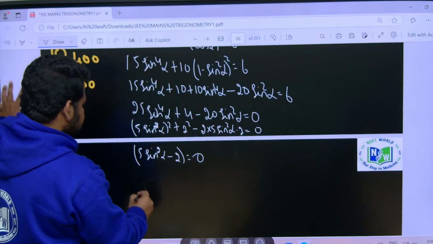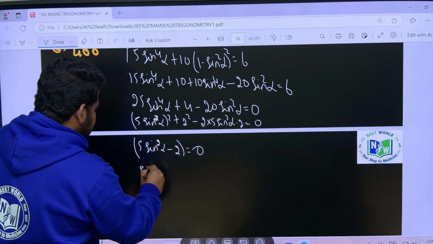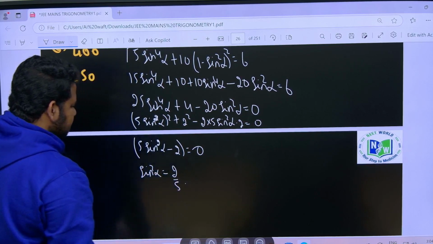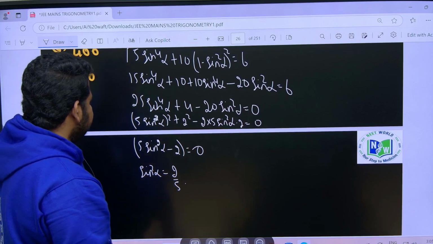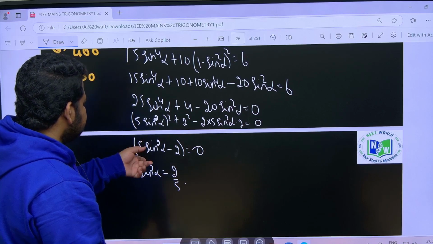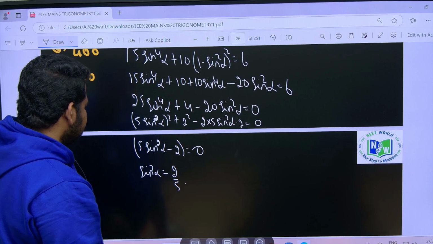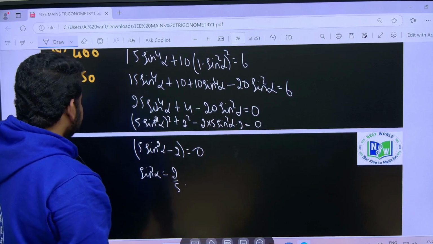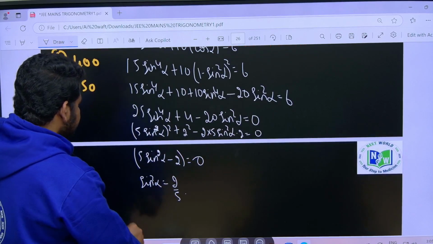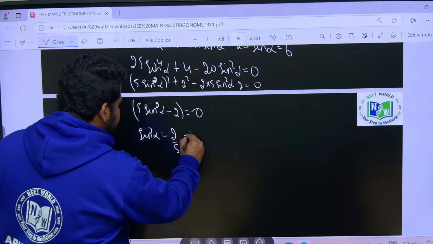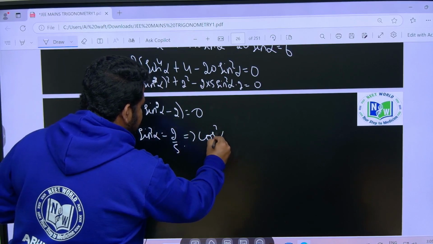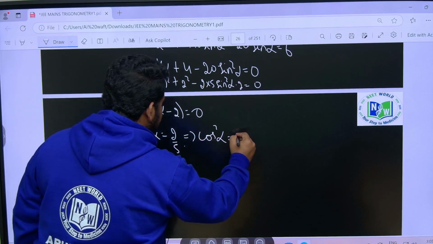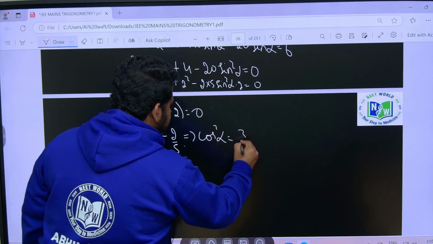So what will happen to this? So sine square alpha is equal to 2 by 5. Got it, friends? Sine square alpha will be equal to 2 by 5. If sine square alpha is equal to 2 by 5, what will happen to cos square alpha? This implies cos square alpha will be equal to 1 minus 2 by 5, that is 1 minus sine square alpha, that is equal to 1 minus 2 by 5, which is 3 by 5.